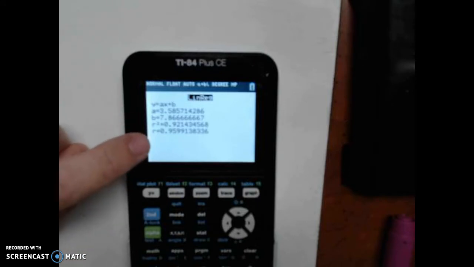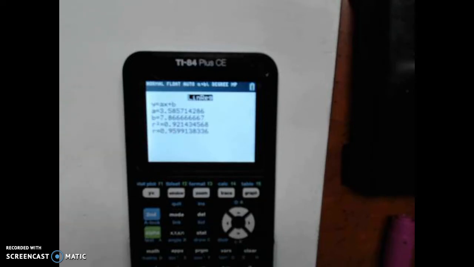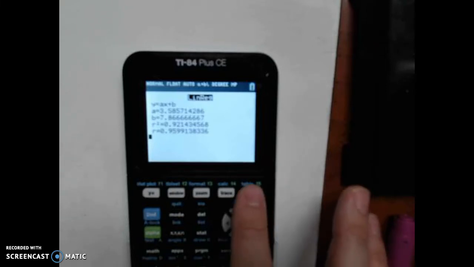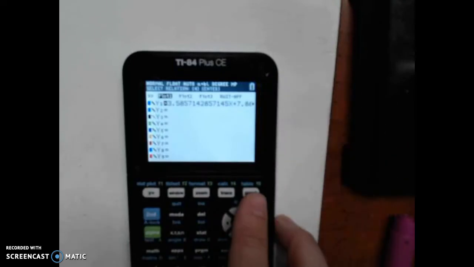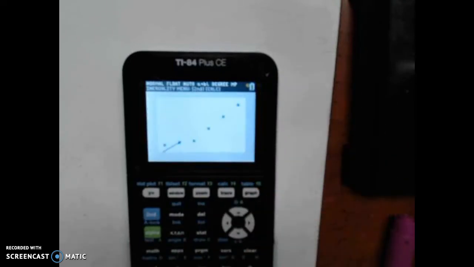Okay, we calculate it, and this time we see the A and the B, but we also see that R down there, and that R all by itself is the one we care about. 0.9599 is pretty close to 1, so that's a very strong positive relationship between the two of them. And now, when we go in here, it has been plunked into Y1, and I can hit graph again, and that line gets drawn more or less through my points.